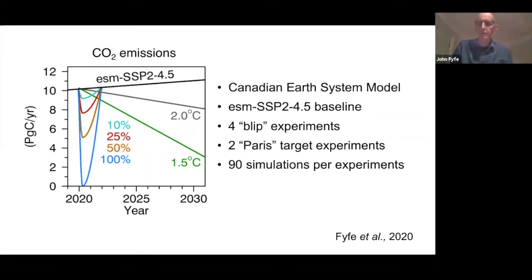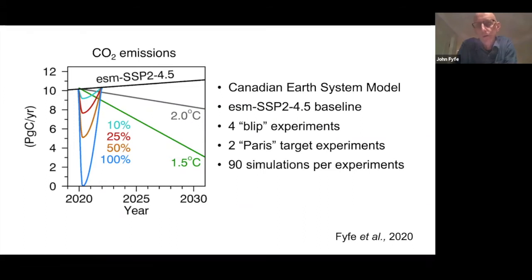The plot on the left shows you the experimental design. It actually shows you the CO2 emissions that we prescribed in our model. And there are 7 sets of experiments. So looking at the figure on the left, there's a baseline experiment, the thing that we compare our results to, following SSP 2-4.5.